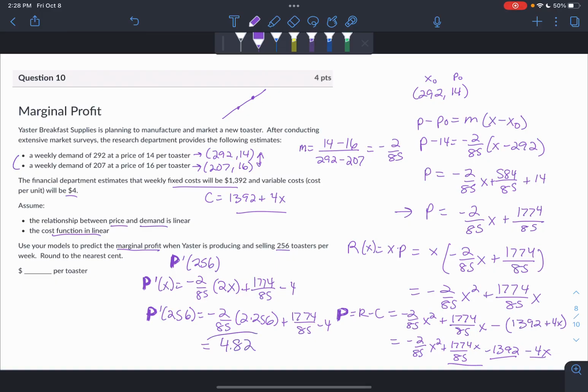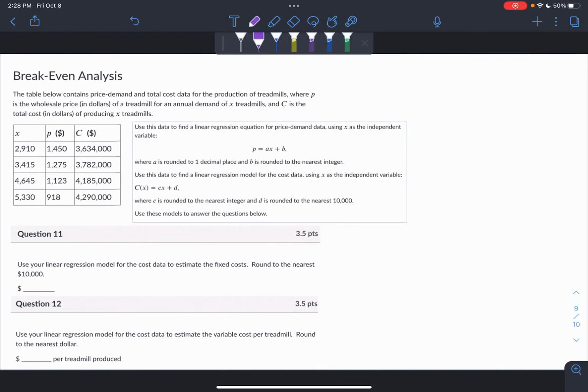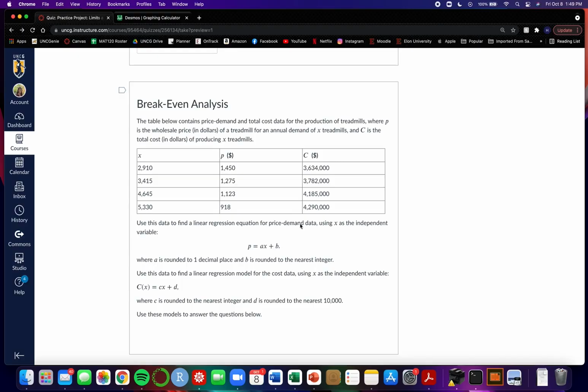All right, so break-even analysis. I already made a video on questions 13 and 14, but I'm happy to go over it again, especially to answer 11 and 12. So I'm going to hop over to Desmos again and show you how to build the linear regression models for our price and our cost function. Okay, so let's do the last problem. This is on the break-even analysis. I already made a similar video on this, but we can just go over it one more time.